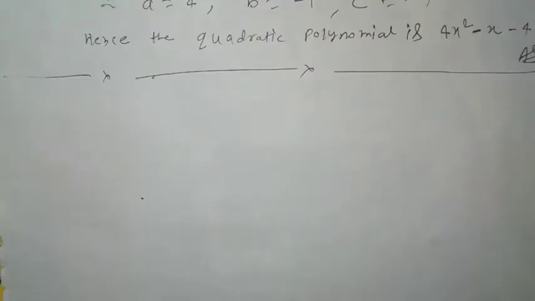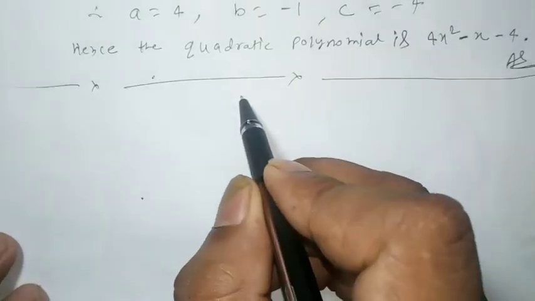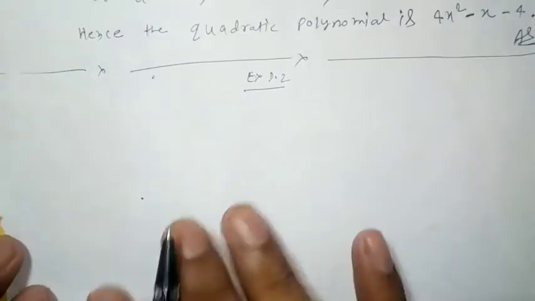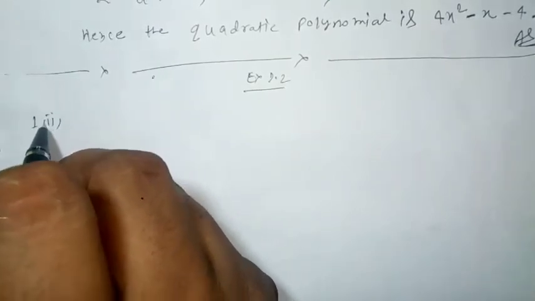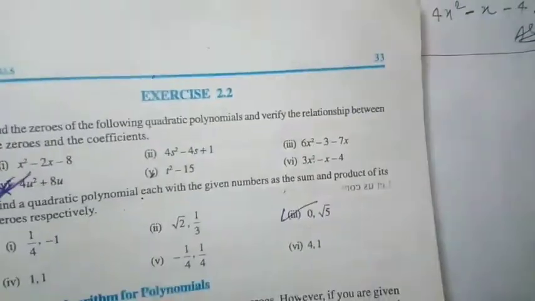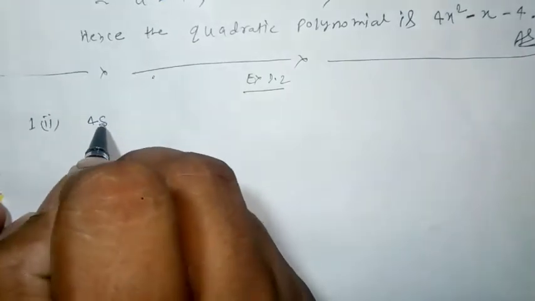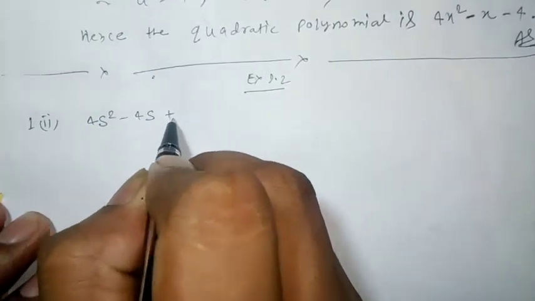Today I am going to solve the question that I gave you for your practice, and at the end I am again giving you a question for practice. Okay. Exercise 2.2, question number 2 of 1. Question number 2: 4s square minus 4s plus 1.